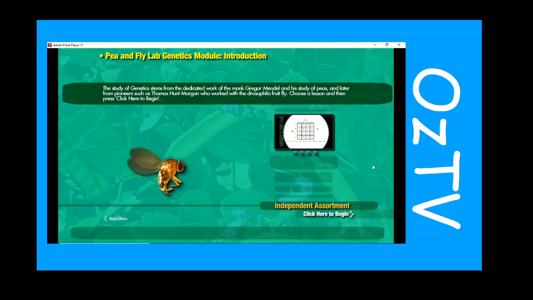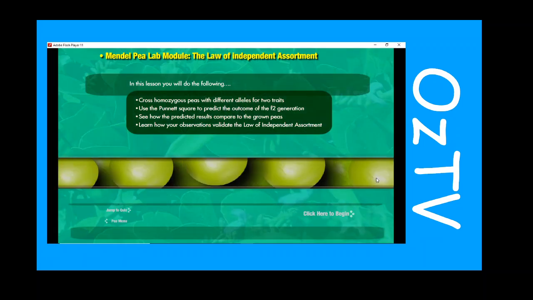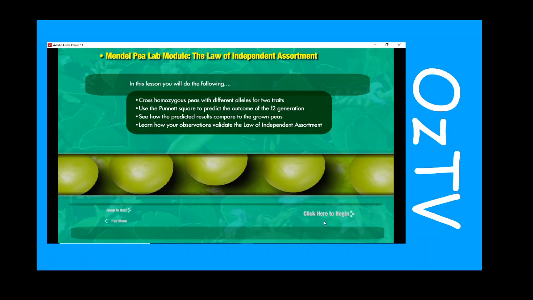Law of independent assortment. In this lesson you will do the following. Cross homozygous peas with different alleles for 2 traits. Use the Punnett square to predict the outcome of the F2 generation. See how the predicted results compare to the grown peas. Learn how your observations validate the law of independent assortment.